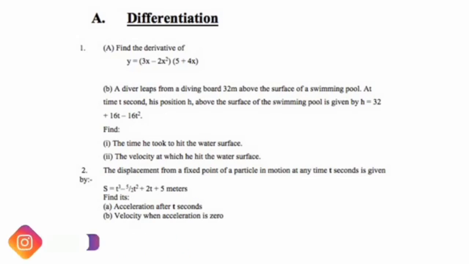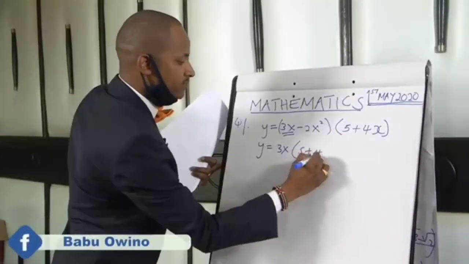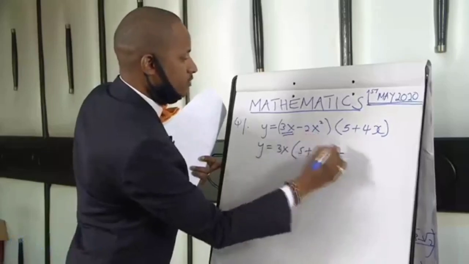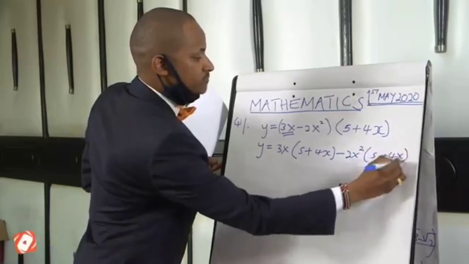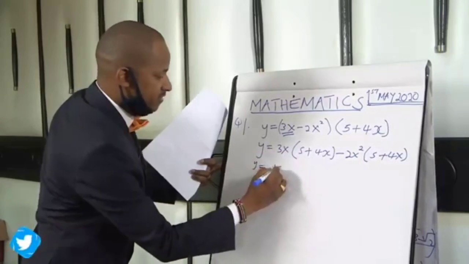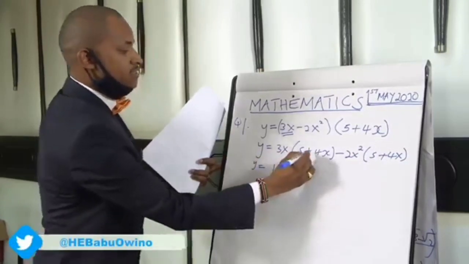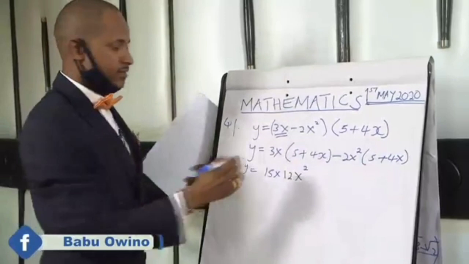The first thing when you are faced with such a challenge in finding the derivative, you first of all expand the bracket. So by expanding the bracket, we have y is equal to 3x, multiplied by 5 plus 4x, minus 2x squared into 5 plus 4x. Then we expand it. y is equal to 3x times 5 is 15x. 3x times 4x, we get 12x squared. x times x is x squared. 3 times 4 is 12.